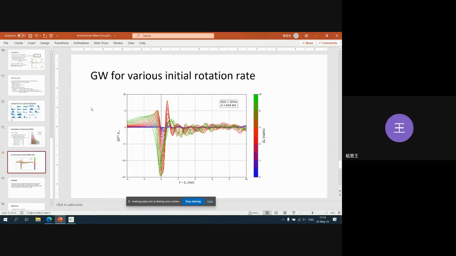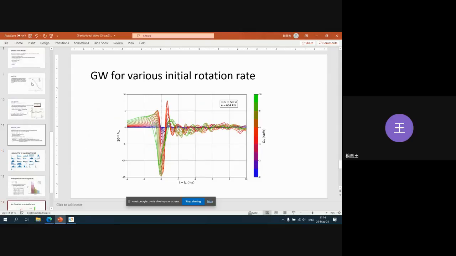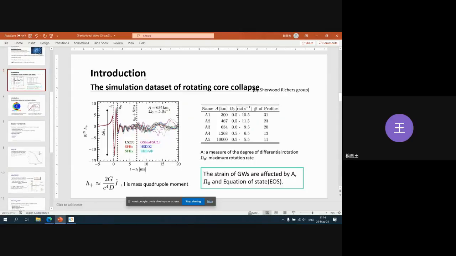So we can see page 6. Can you go to page 6? The H plus is the strain of the gravitational wave. So it's influenced by the mass quadrupole moment. But the rotation and the equation of state will influence the quadrupole moment. I'm sorry, I have no time to explain more about the equation of state. It requires some process in between the density, temperature, and so on. So it's very important in influencing the mechanics inside the core.